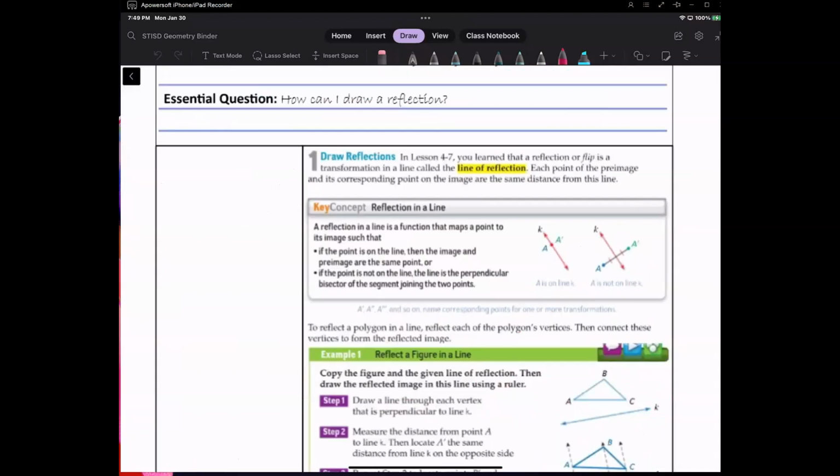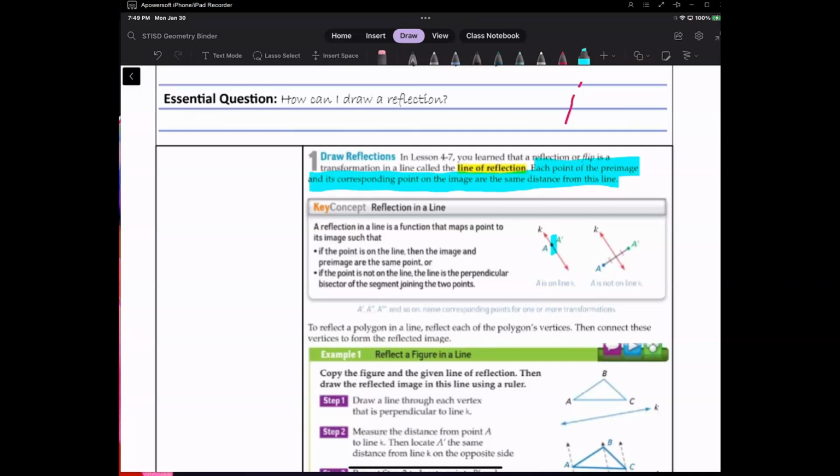For this part of the notes, turn to page 7 in the packet. Drawing reflections. You learned that a reflection or flip is a transformation in a line called a line of reflection. We were just talking about the line of reflection. Each point of the pre-image and its corresponding point on an image are the same distance from this line, in the opposite direction. A reflection in a line is a function that maps a point to an image such that if the point is on the line, then the image and the pre-image are the same point. And that is, for example, in A, it's the same point.